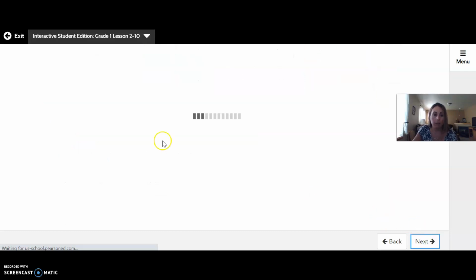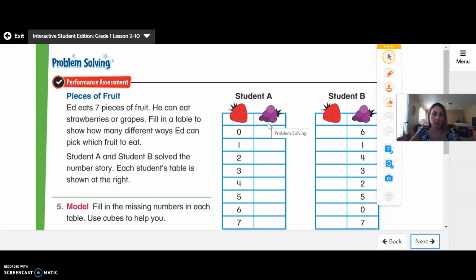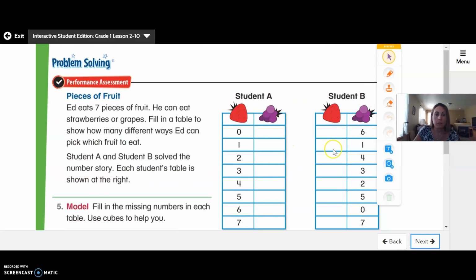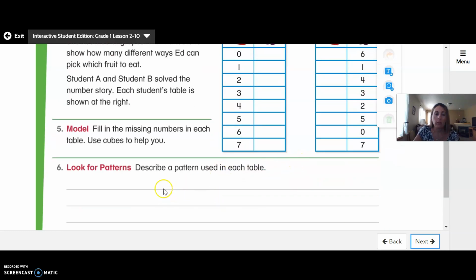And finally, the last page that you're going to work on today is this one. And this one says it's a performance assessment, and that's just kind of like a little check to see if you understand how using patterns can help us solve problems. So you'll complete this side, you'll fill in the missing numbers in each of the tables, and then you're going to write a sentence or 2 describing a pattern that you used in each table. So thinking about how did you complete the problems and the tables, and then describing how you did that.